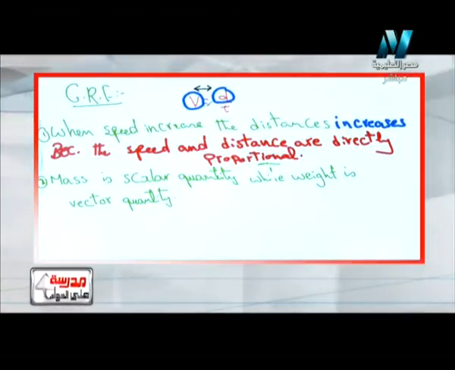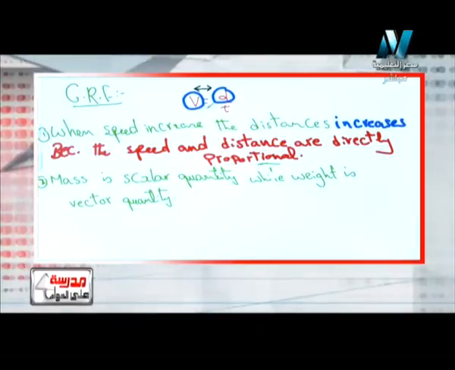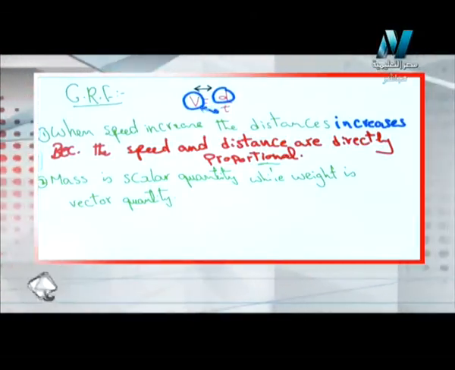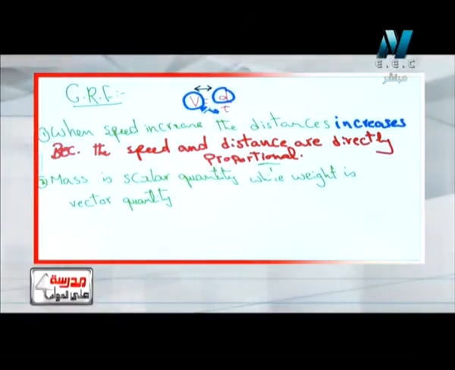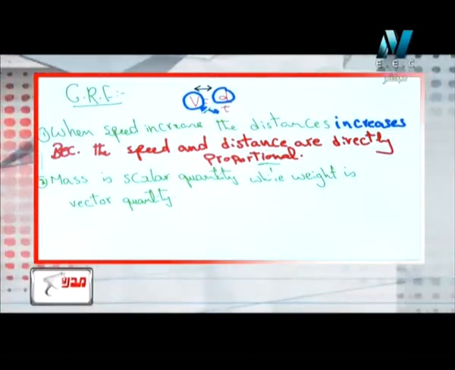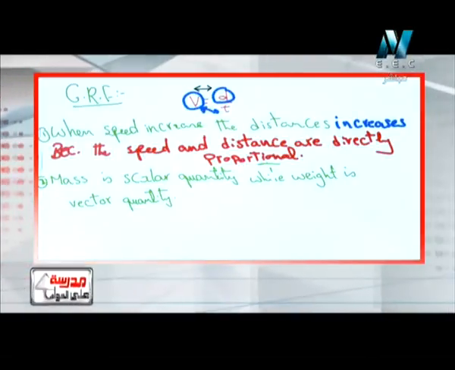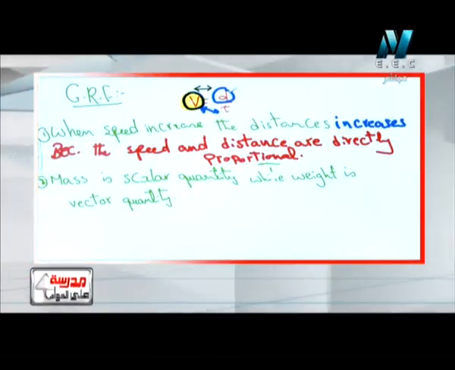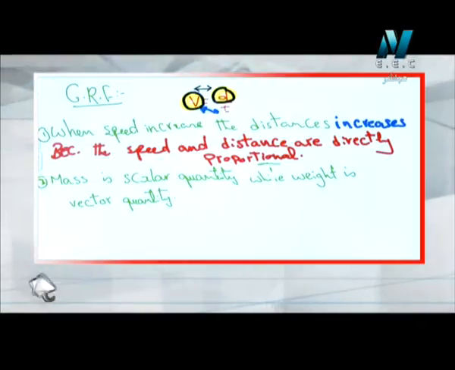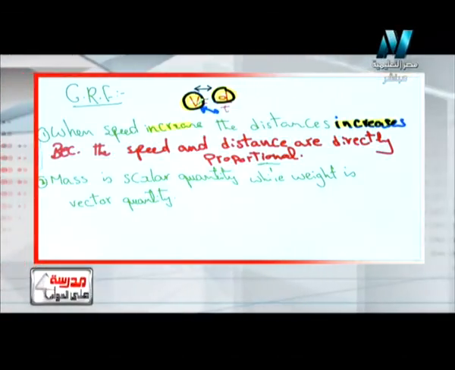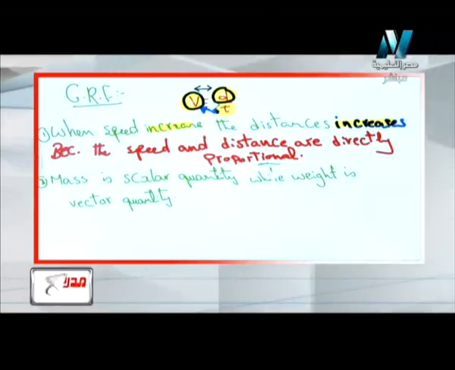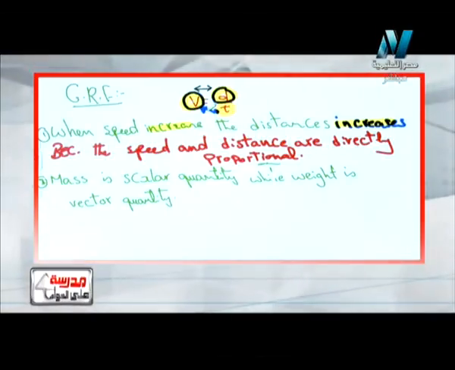And at the same time the relation between speed and time is inversely proportional. If the speed increases, the time will decrease. The faster I go, the less time I will take to arrive. So the relation between speed and distance is directly proportional. If one of them increases, the other will increase also. And the relation between speed and time is inversely proportional. If one of them increases, the other will decrease.